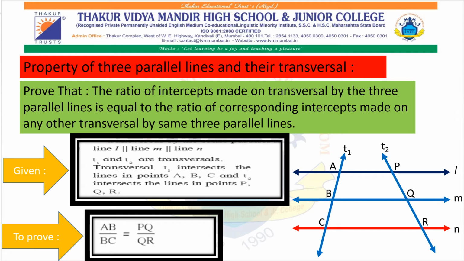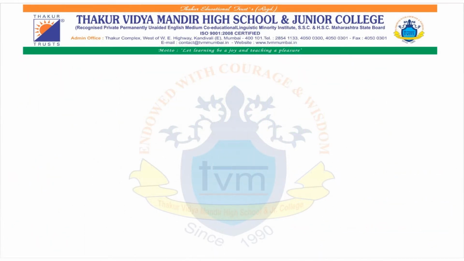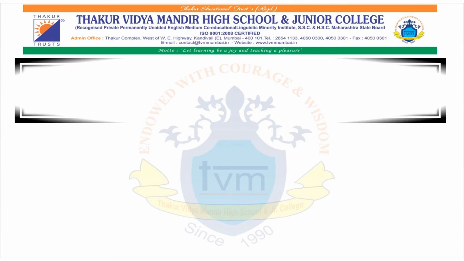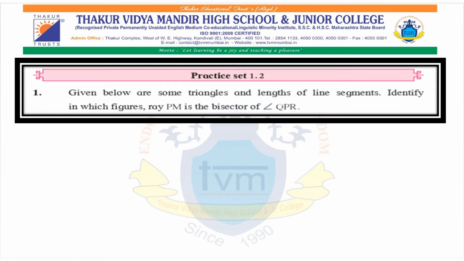We'll be using this in Practice Set 1.2, and also the basic proportionality theorem and its converse, in solving Practice Set 1.2. We have Practice Set 1.2. Given below are some triangles and the lengths of line segments. Identify in which figures ray PM is the bisector of angle QPR. There are three sums in this question. We'll be solving the first one.